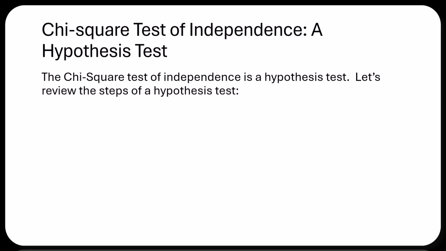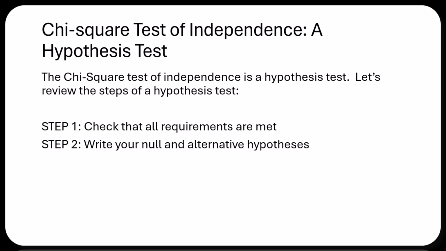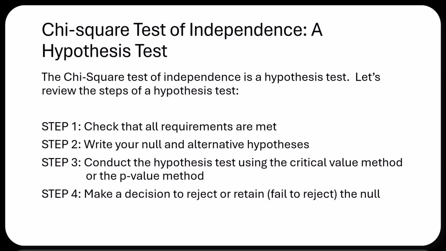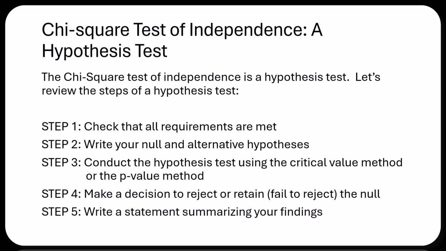The chi-square test of independence is a hypothesis test. Let's review the steps of a hypothesis test. Step 1, check that all requirements are met. Step 2, write your null and alternative hypotheses. Step 3, conduct the hypothesis test using the critical value method or the p-value method. Step 4, make a decision to reject or fail to reject the null. And step 5, write a statement summarizing your findings.